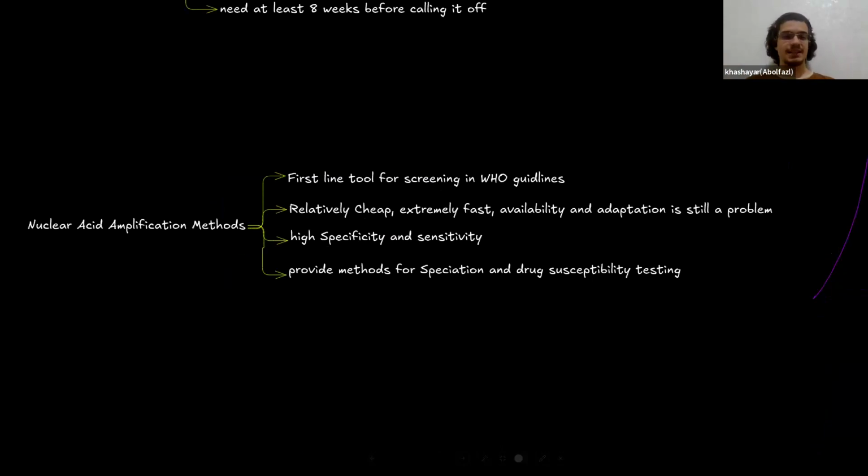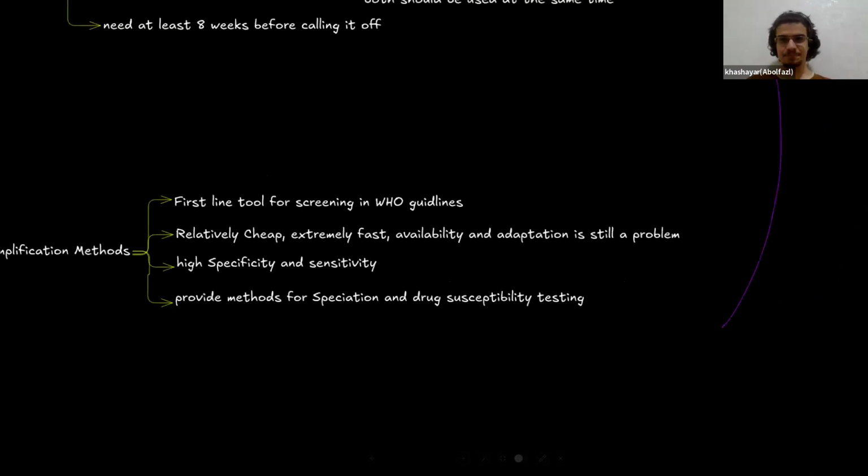Another method for definitive diagnostic testing is nucleic acid amplification. The most popular one, and the one recommended by WHO, is the GeneXpert method. It is the first choice for both screening and definitive diagnosis in WHO guidelines. It is relatively cheap and extremely fast, but availability and adoption is still a problem for these methods. It is highly specific and sensitive, and it provides methods for speciation and drug susceptibility testing.